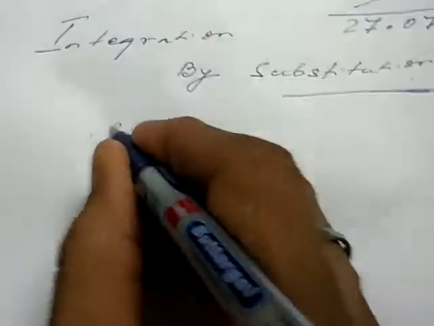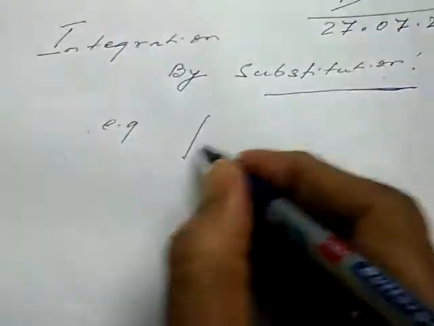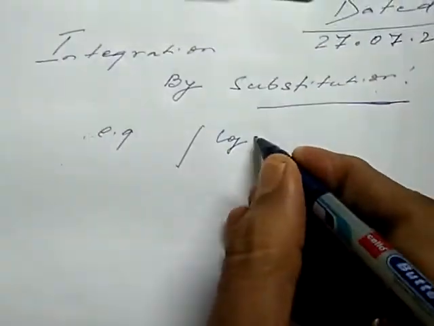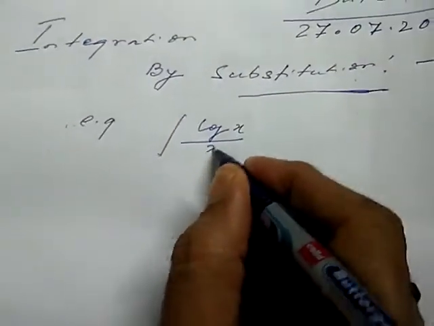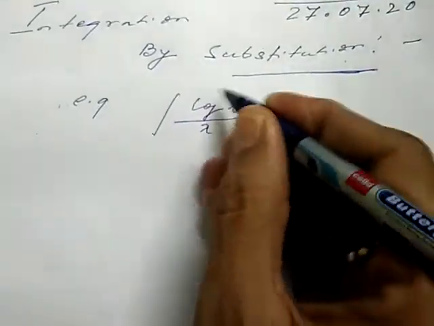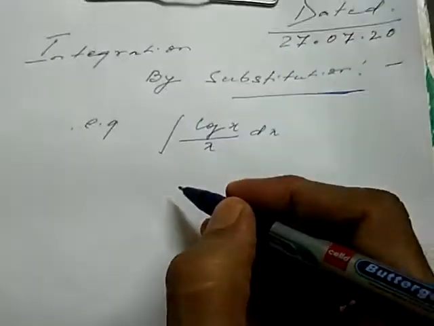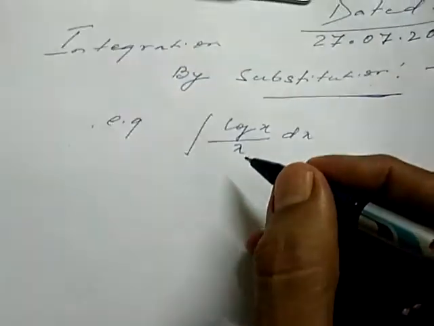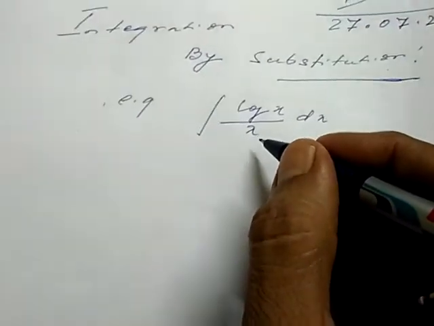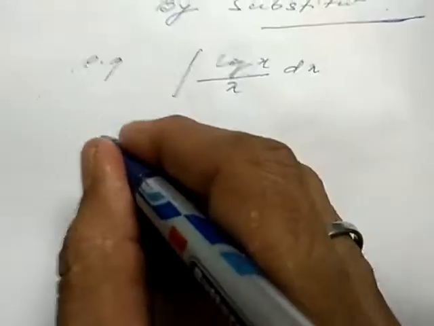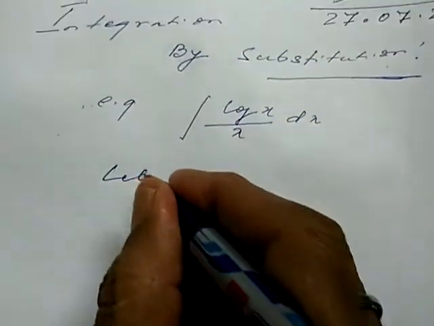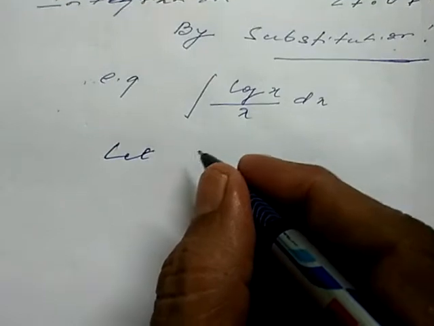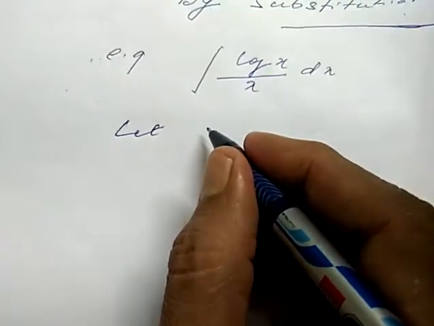Suppose we have a question like this. We have to integrate log x upon x. But how will we integrate it? Because it is not in a standard form, neither is it solvable in terms of algebraic or trigonometrical functions. Then how will we go forward? So there is a method. The method is conversion from one variable to another, with the help of substitution.